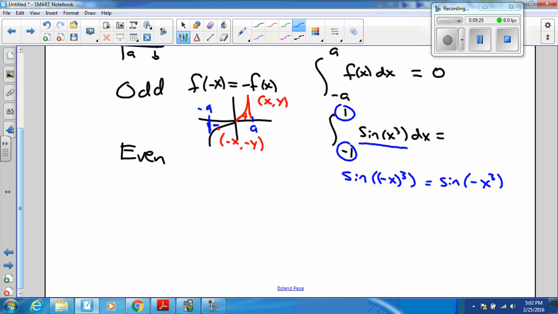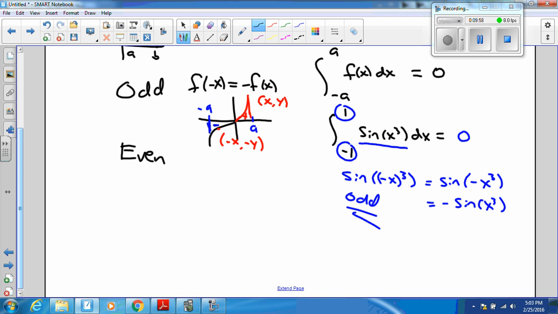And of course, the sine of the opposite of x quantity cubed is the same as the sine of the opposite of x cubed. And because sine is odd, it is therefore equal to the opposite of sine of x cubed. We have an odd function. And because we have an odd function, and we are integrating from negative 1 to 1, matching opposite points, therefore this integral has the value of 0 automatically.